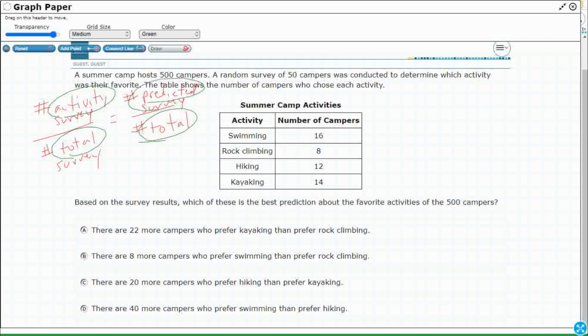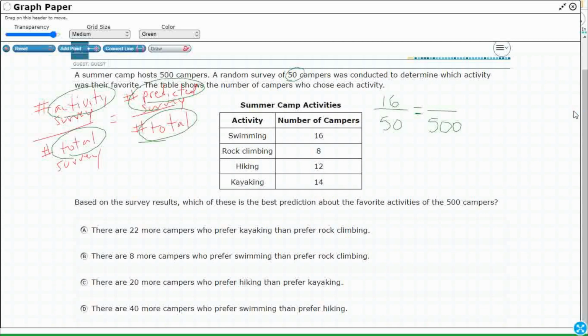So let's look at this first one. So swimming. Okay, so I'll look at swimming first. So there were 16 people that chose swimming out of, all right, they don't give us the total of the survey. So they give it right there, 50. So no need to add that up. So 16 out of 50 chose swimming. And then how many total campers are there? 500. So out of those 500, how many are going to choose swimming?